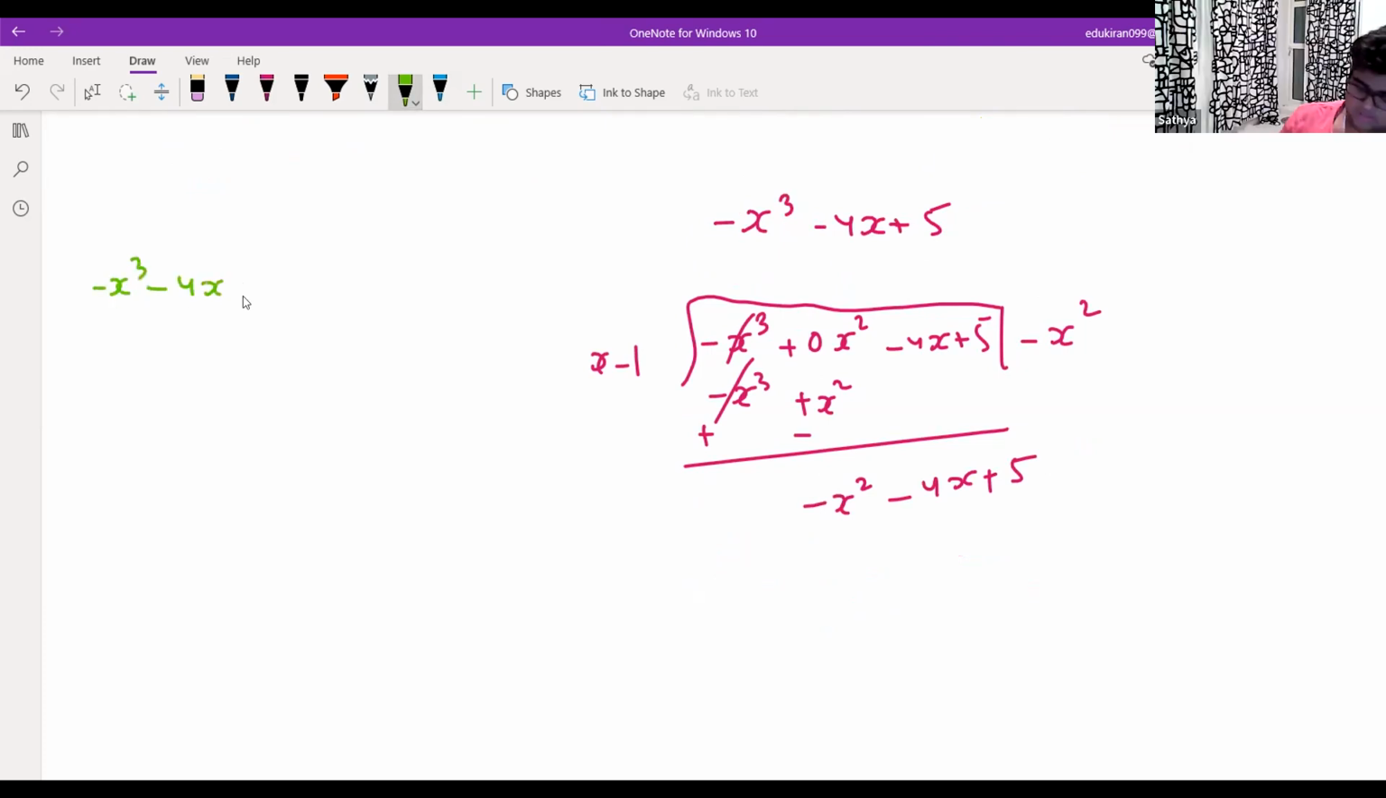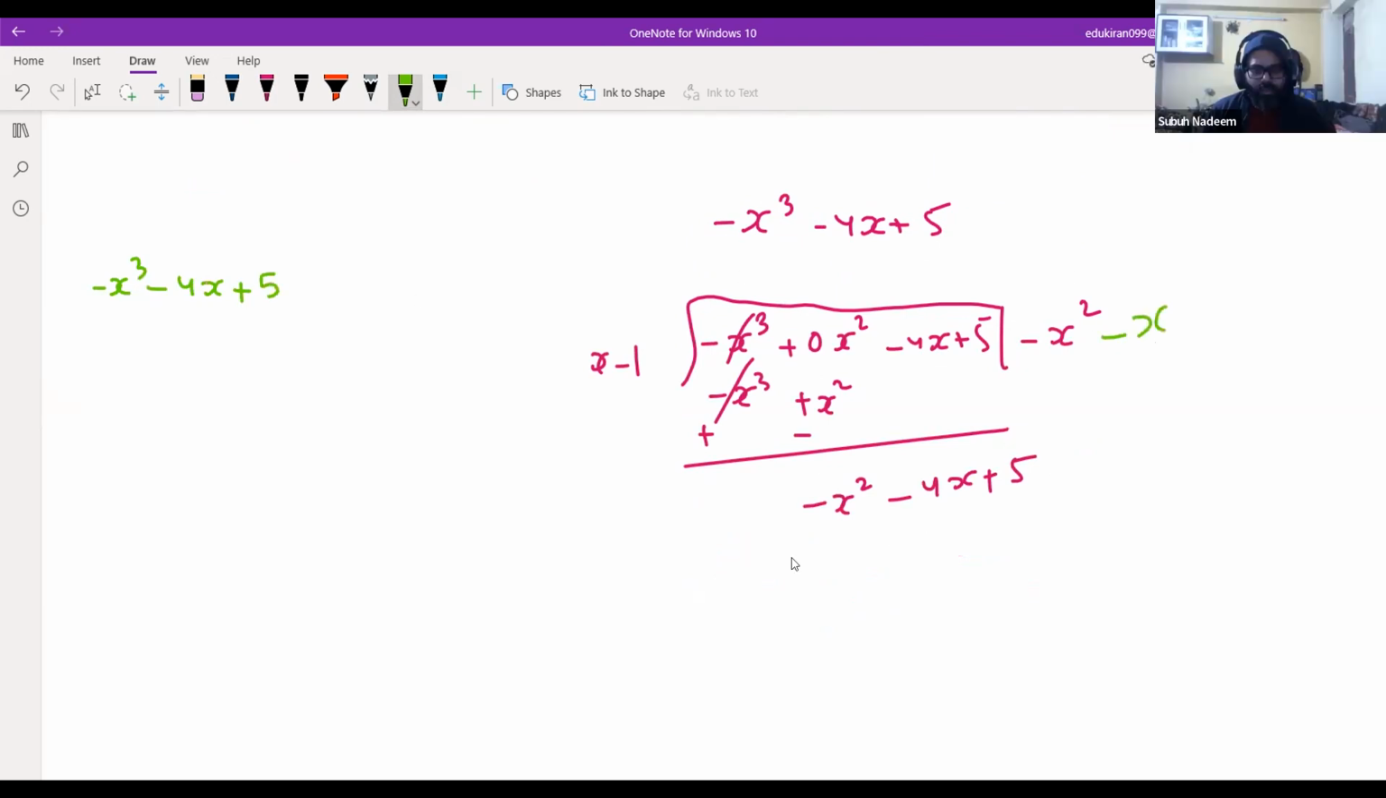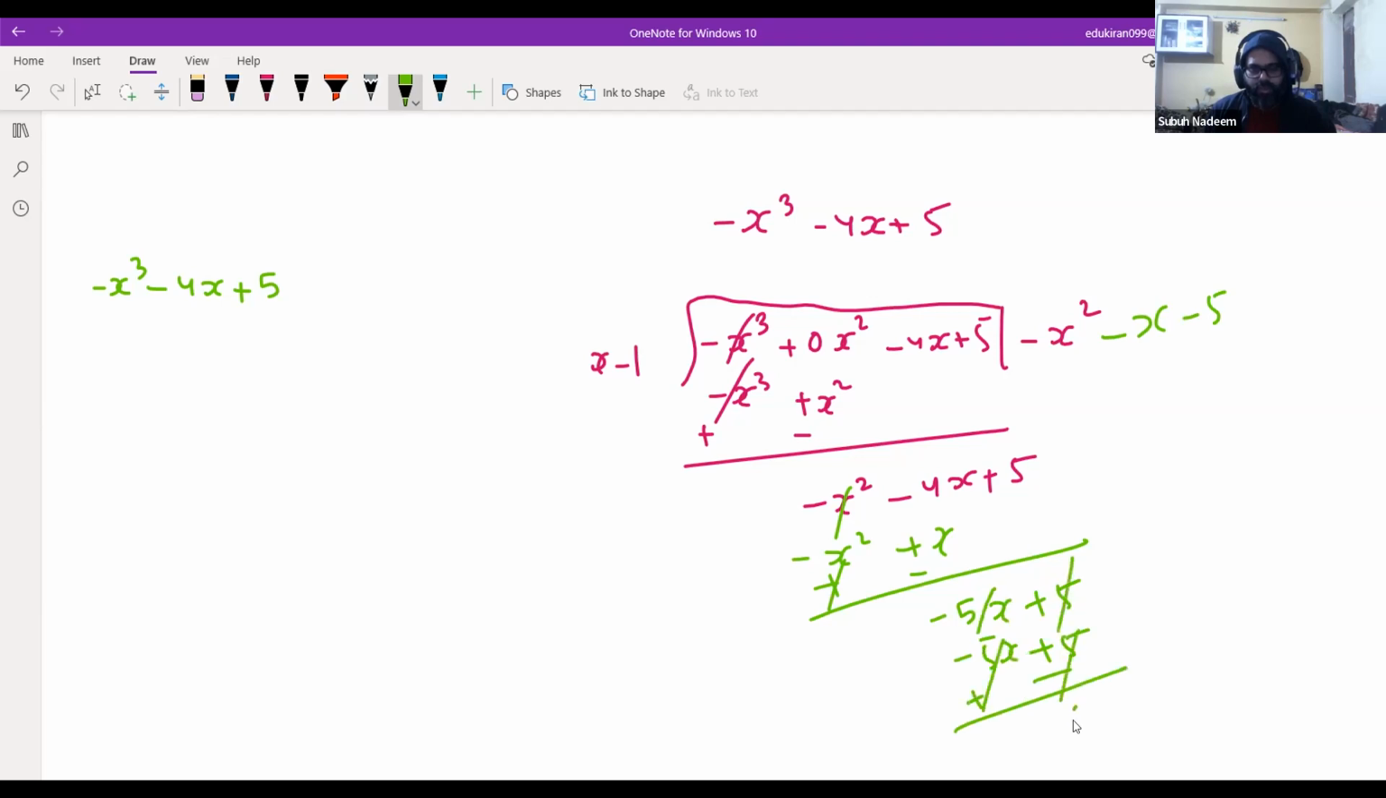I got minus x squared minus x minus 5. Minus x, so you take minus x square plus x. And this plus cancels, this is minus, minus 5x plus 5. Then you take minus 5, so minus 5x plus 5. Then you do plus, then you do minus, it will subtract and cancel with 0. Yeah, minus x square minus x minus 4. So it is x minus 1 into minus x square minus x minus 5.